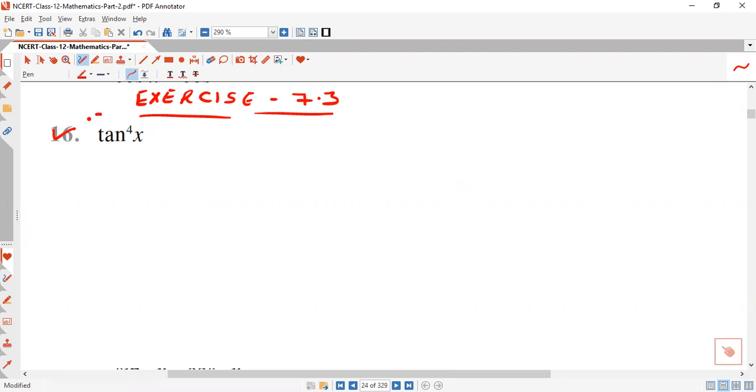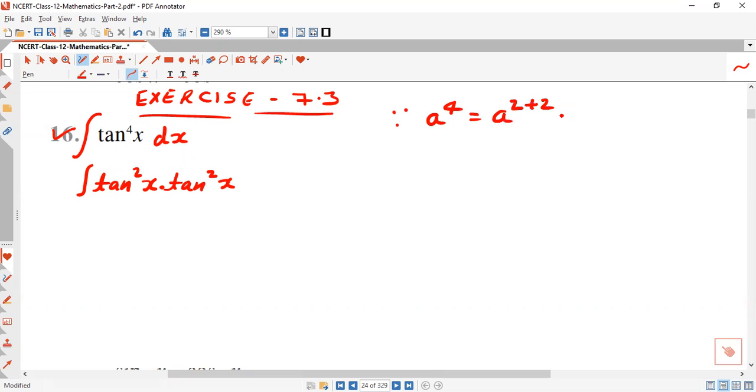We want to find the integration of tan to the power 4x dx. We don't have a direct formula, so I can write this in terms of tan square x. Here we can say tan square x into tan square x. Since you know very well that a to the power 4 can be written as a square into a square.